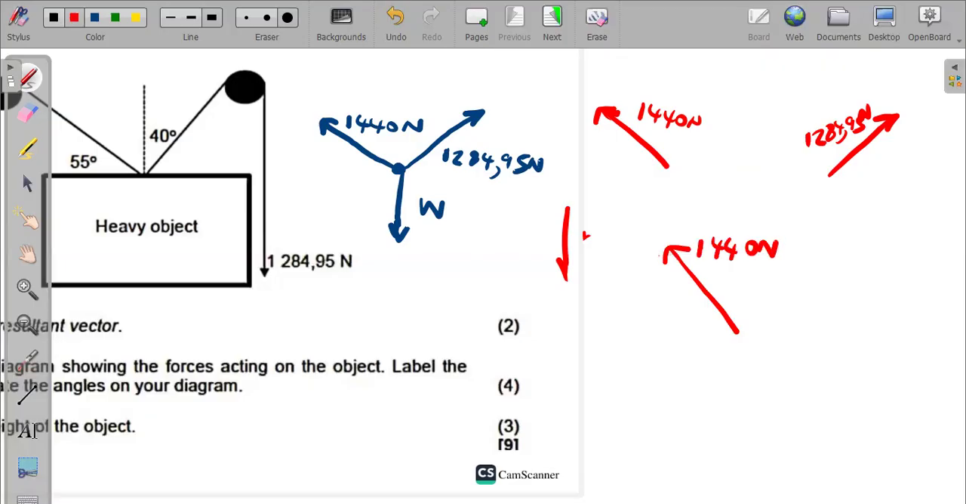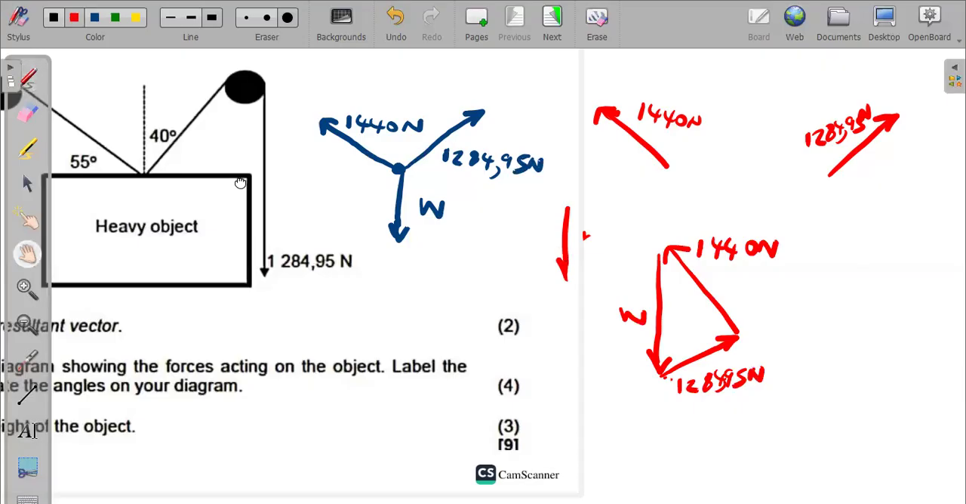Right at the head, I now draw the weight, the gravitational force. There it is. That's my gravitational force there. From there, I now draw the 1,284.95 force. There I draw it. That marks the 1,284.95 Newton force. These are the forces we have.